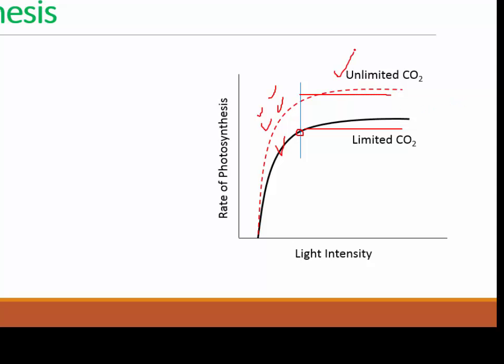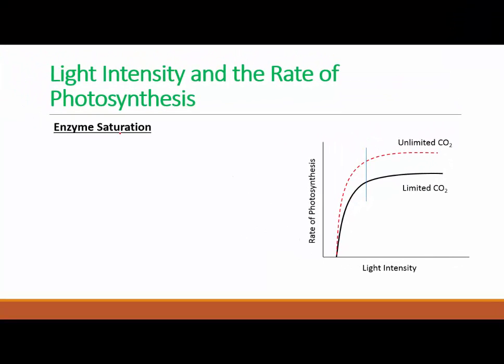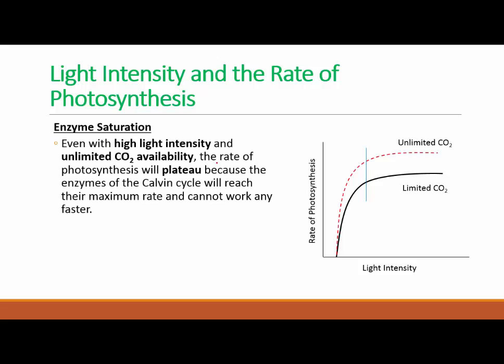Even if you have 1 trillion CO2 and 1 trillion of these, it plateaus. And this is the concept of enzyme saturation. Even with high light intensity and unlimited CO2 availability, the rate of photosynthesis will still plateau because the enzymes of the Calvin cycle reach their maximum rate and they can't work any faster.